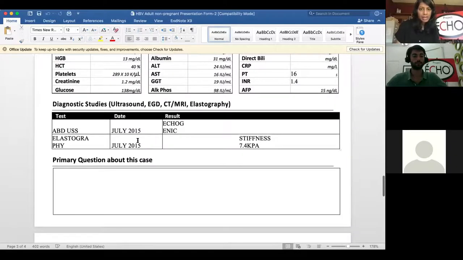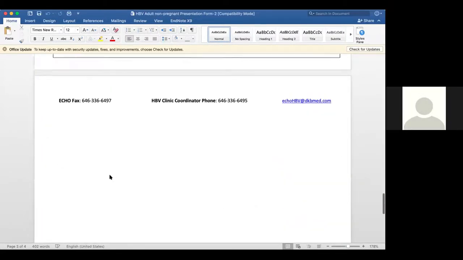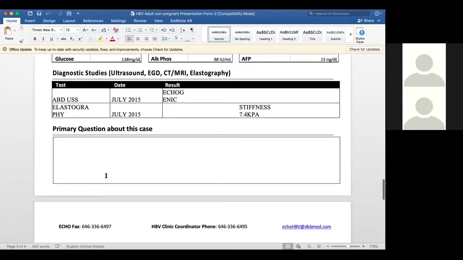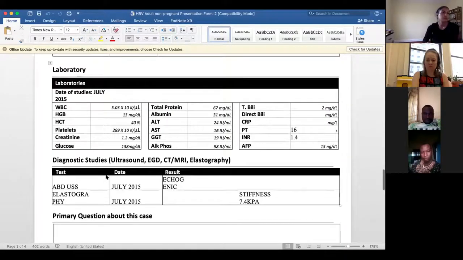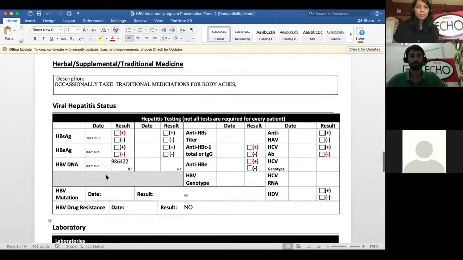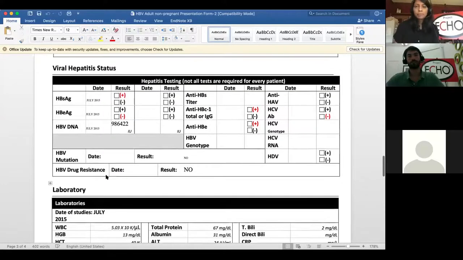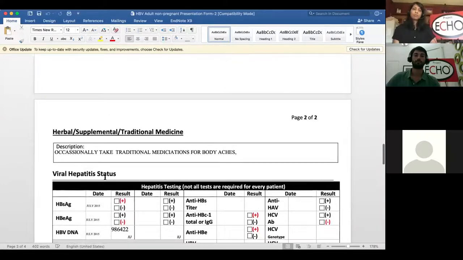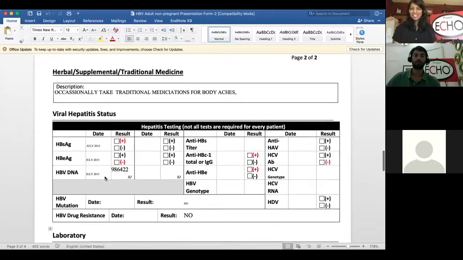The patient had an ultrasound of the abdomen in July of 2015, and this patient also had transient elastography, and the stiffness score came back as 7.4. Okay, so there's no primary question entered about this case, but I think there are different things that we can discuss. So what additional questions might people have for somebody managing this case?